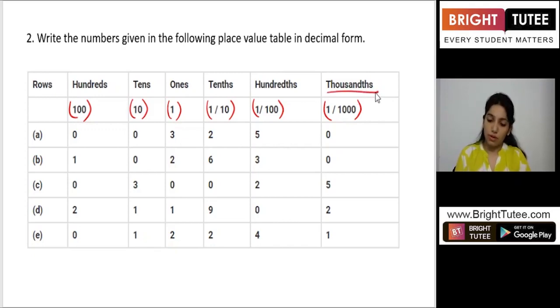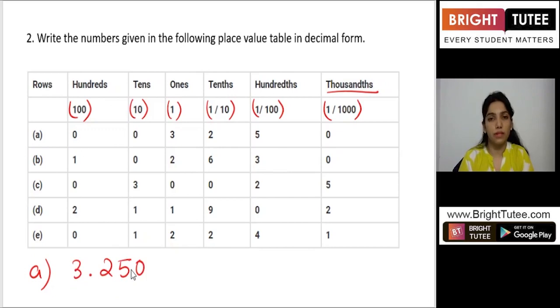Now let us look at the first number, the A part. We have 3 sitting at the ones place, 2 sitting at the tenths place. So it will be 3.250. Clear? Let's see the B part. In the B part, we have got 1 at the hundreds place, 0 at the tens, 2 at the ones place. So it is 102. Then after the point, we have got 6, 3.